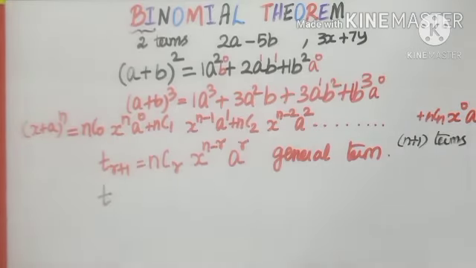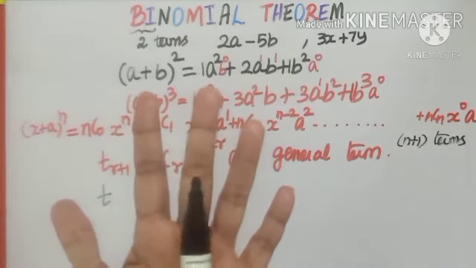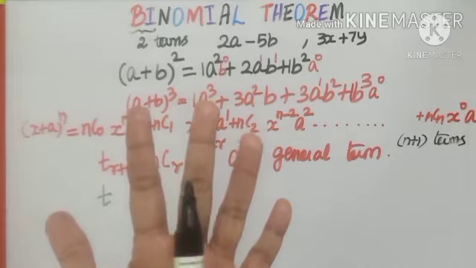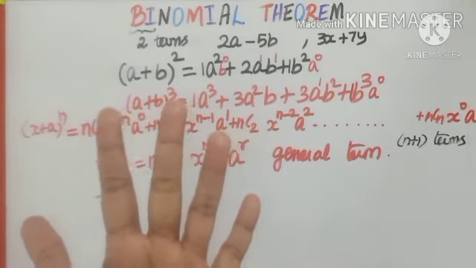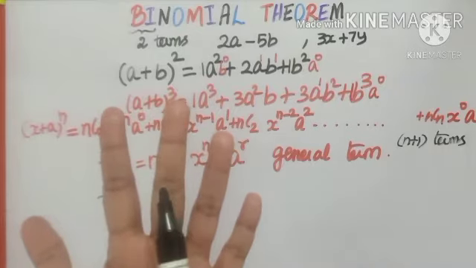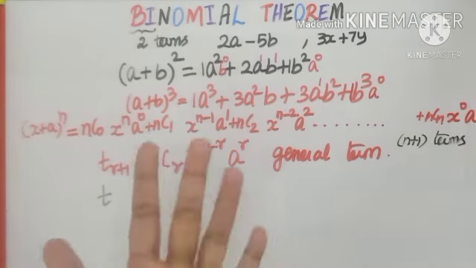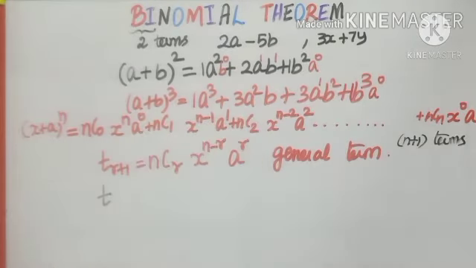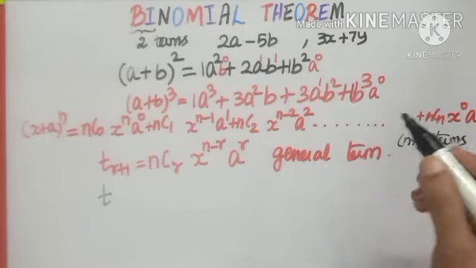How to write the middle term? See, there are 5 terms. What is the middle term I get? 3. How do I get this 3? 5 terms are there, 5 plus 1, 6 by 2 is 3. So, whenever there are 5 terms, I will say 3 is the middle term. So, when n is odd, there will be an even number of terms.